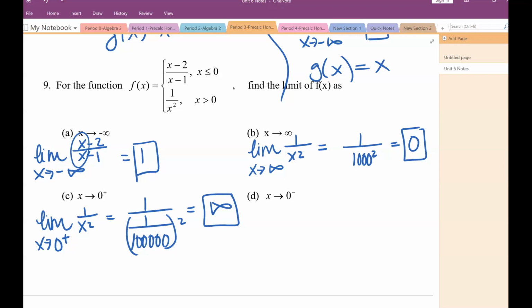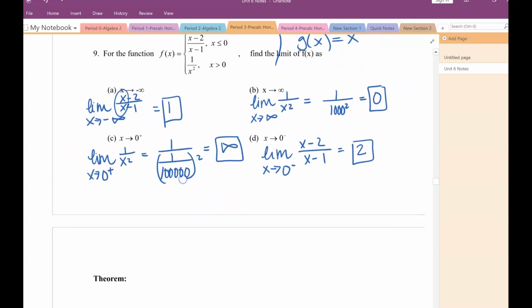And then the last one. You try. Decide on a piece. Are you going to use piece 1 or piece 2? Piece 1, okay. For this one, can we use substitution straight up? Yep. So once you use substitution straight up, what's your limit? 2. Box it up. That is your egg roll for today.